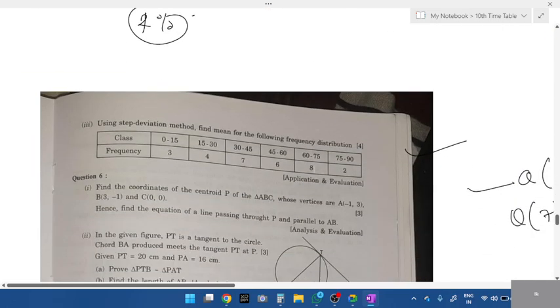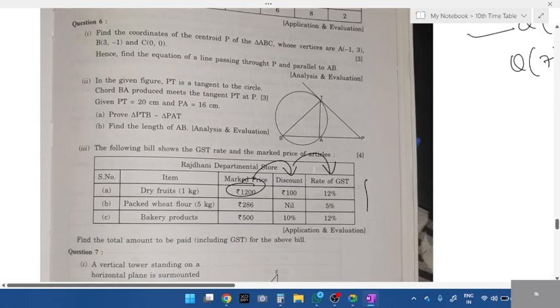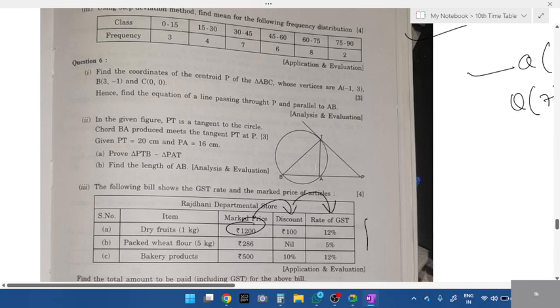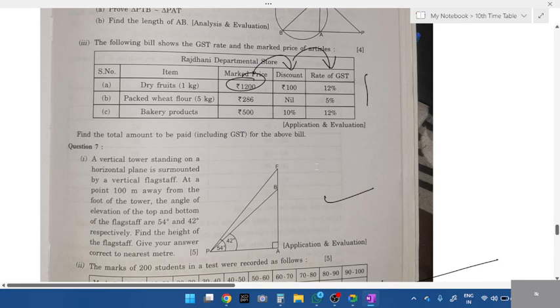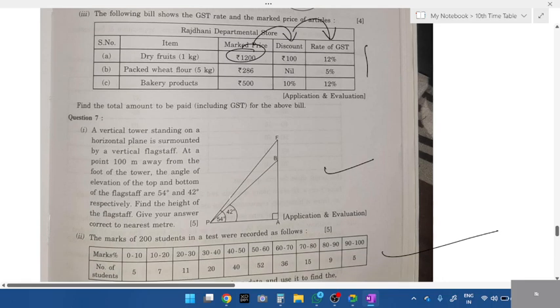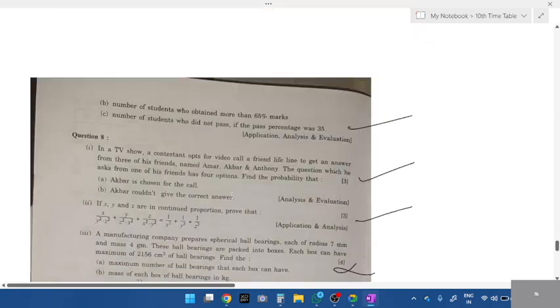Next. Fine, I'll explain this after the break. 6 to 7 I'll give a break. What is the other question I had given? Can you tell me the other one? 6th main third one. Then question 7. First and second. Only the first one. Okay.